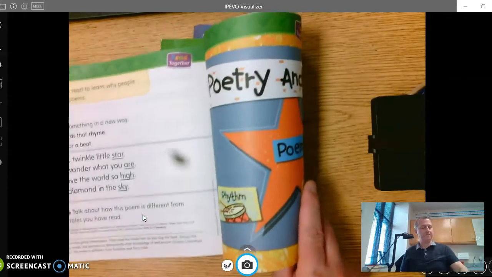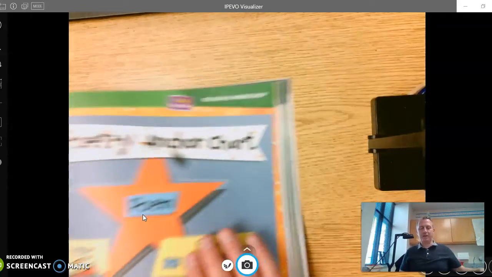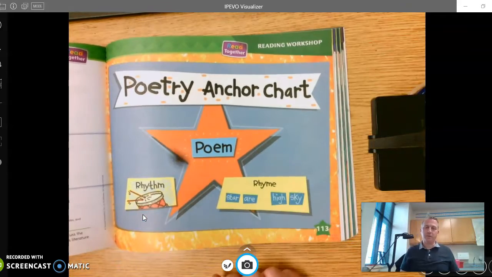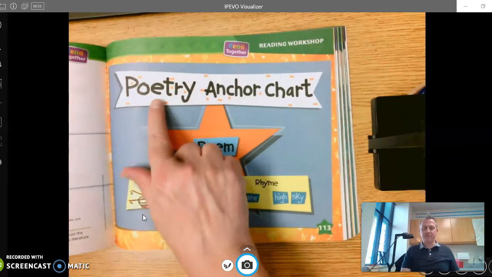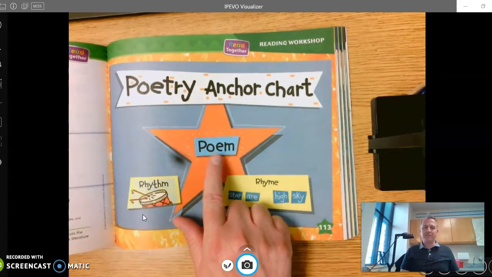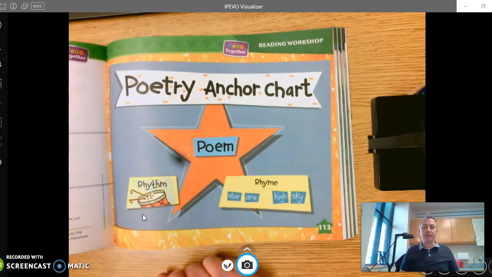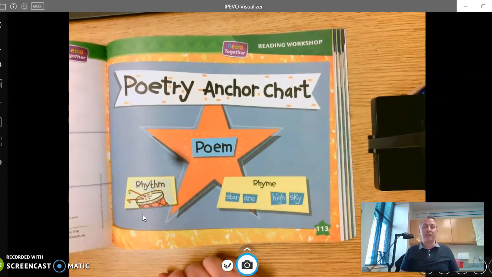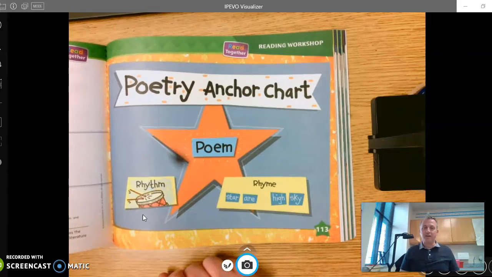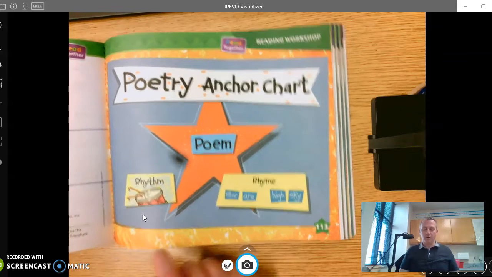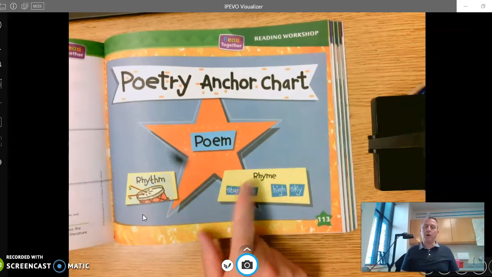I'm going to open that here. This is our anchor chart. It talks about a couple of things about poems that we're talking about this week. This says poetry anchor chart. This says poem. Again, a poem is a really fun thing to read and gives you information in an interesting way. And a couple of parts of that, as we mentioned, are rhythm and rhyme.